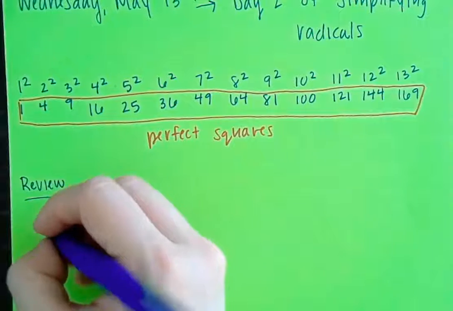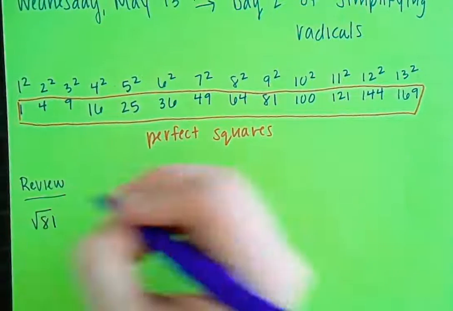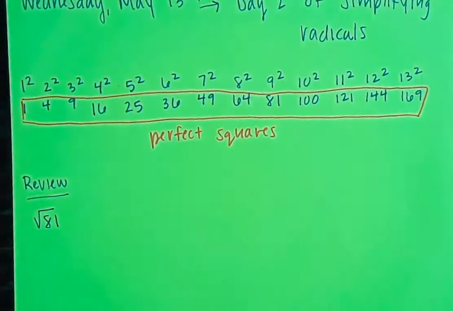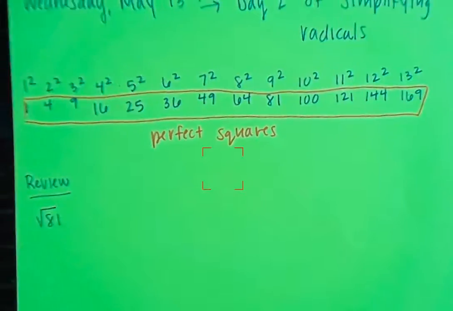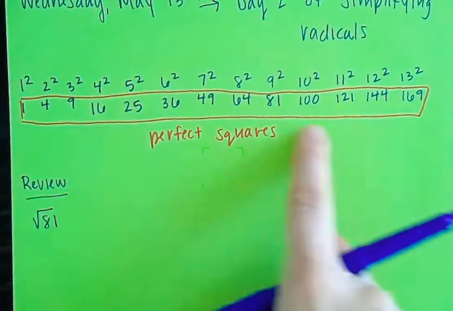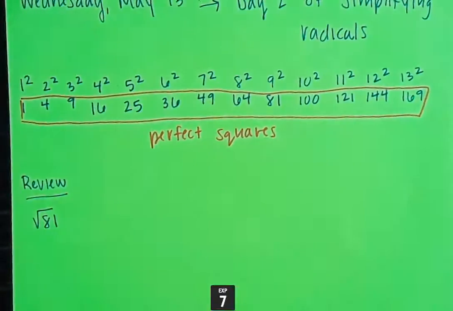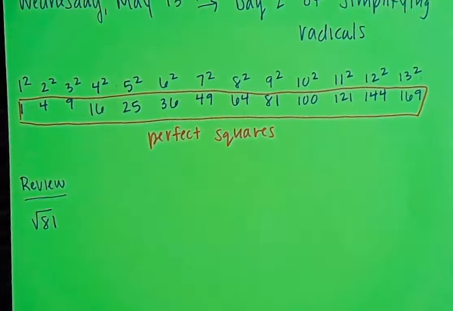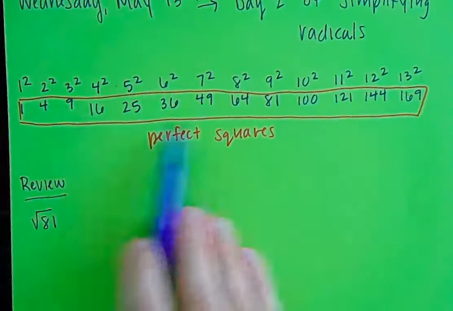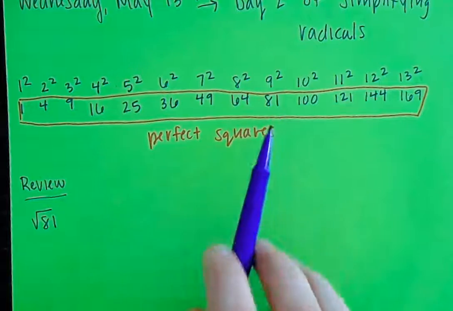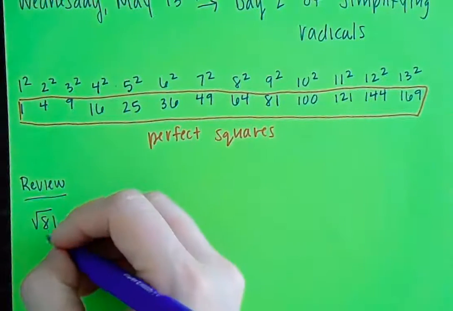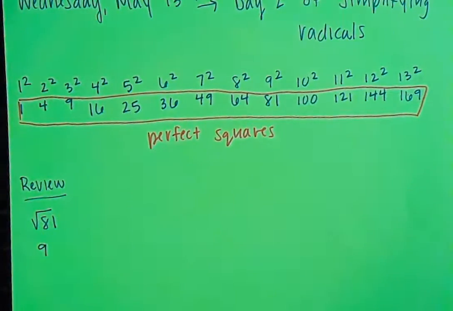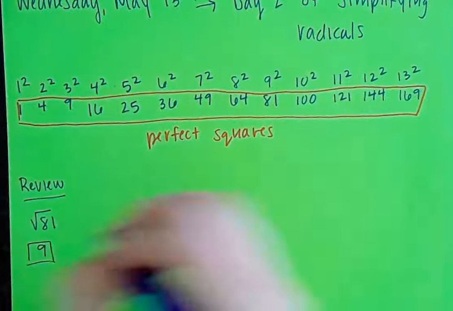So let's review. If I wanted to simplify the square root of 81, hopefully these perfect squares are embedded in your head a little bit, and 81 makes you think, should I check? Yeah, 81 is already a perfect square, which is just 9. So the square root of 81 is just 9, and that's it. We're done.